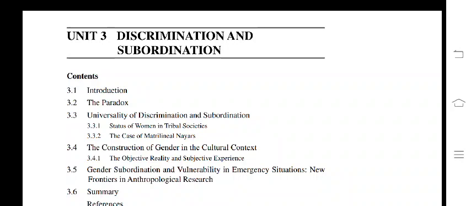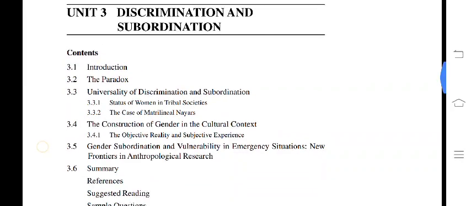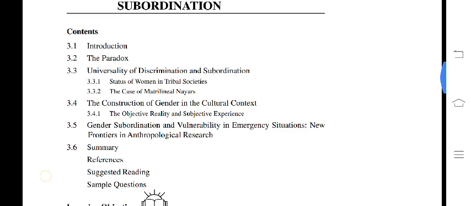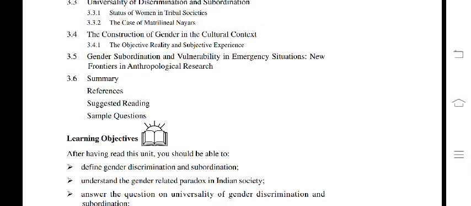Contents are introduction part, the paradox, universality of discrimination and subordination, status of women in tribal societies, the case of matrilineal Nairs, the construction of gender in the cultural context, the objective reality and subjective experience, gender subordination and vulnerability in emergency situation, new frontiers in anthropological research. At the last we will discuss the summary.